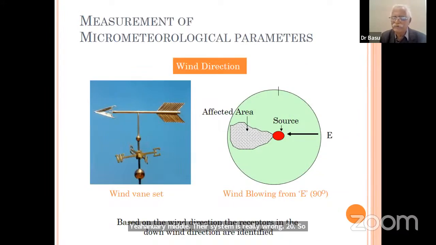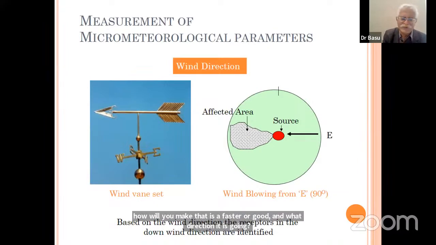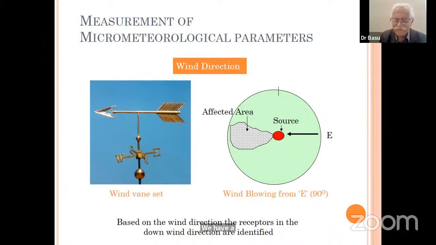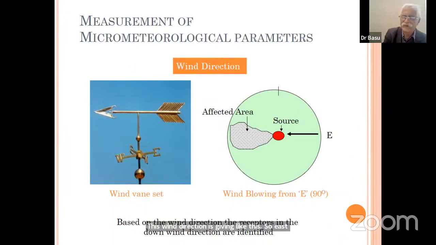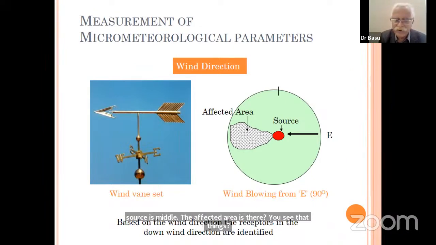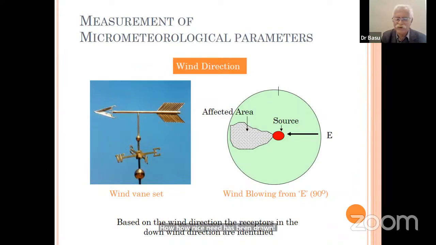So how will you measure? Is it faster or slower? And what direction is it going? We have a measurement, a fan is there, right? The wind is moving, and this wind direction is showing like this. So east to west it is going. And its source is in the middle, and the affected area is there. You see how nicely it has been drawn. Based on the wind direction, the receptor in the downwind direction is identified.